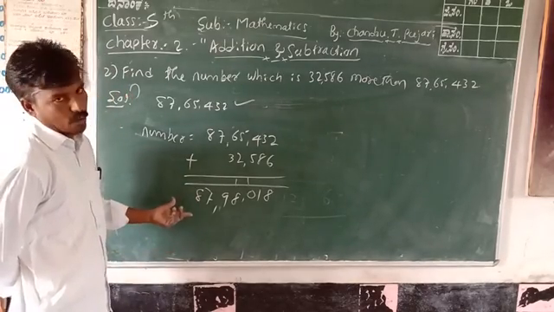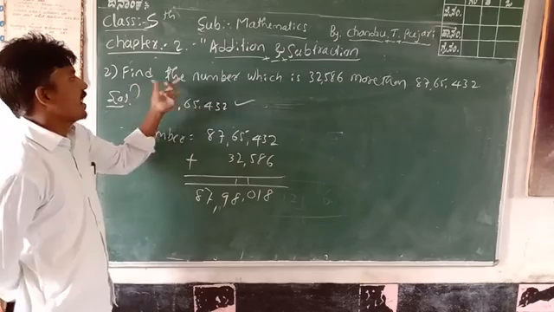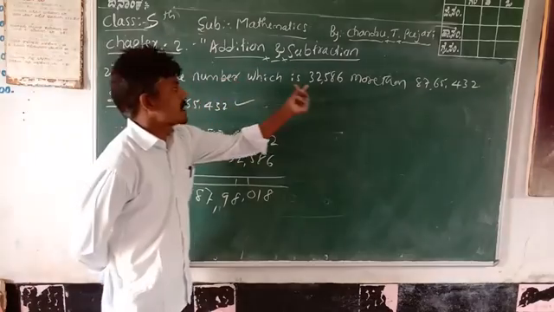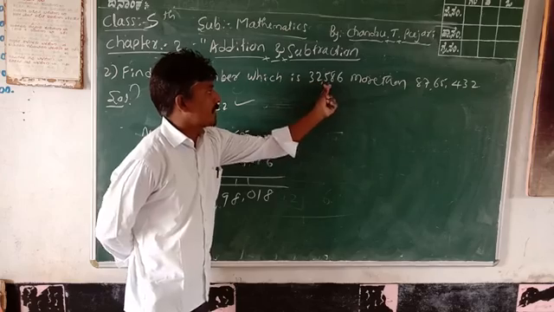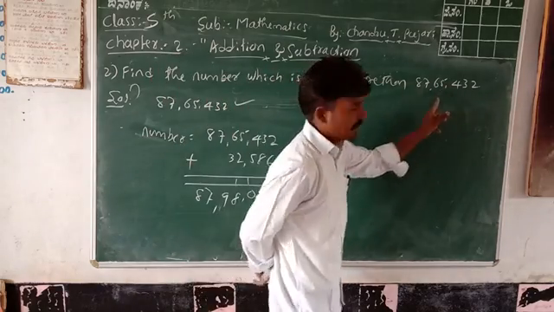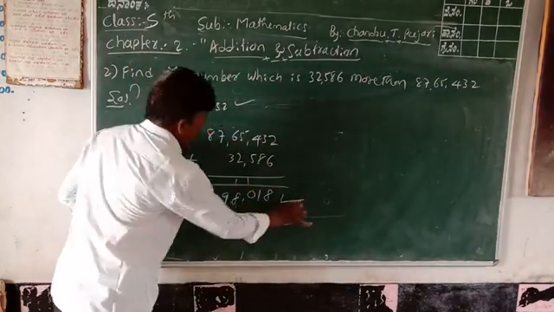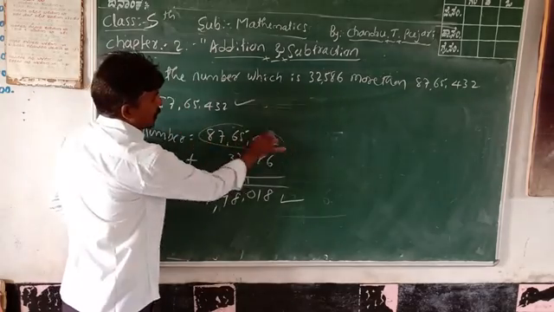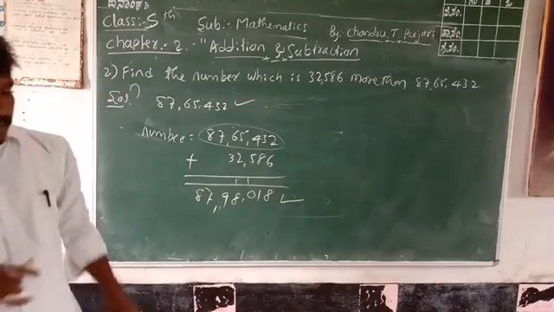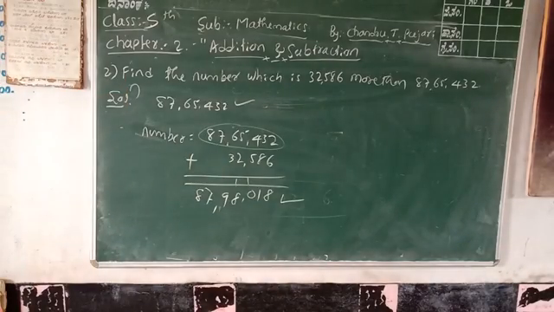But this is only addition. Find the number which is 32,586 more than this number. Therefore, this number is more than this number. Got it? Next, third example.